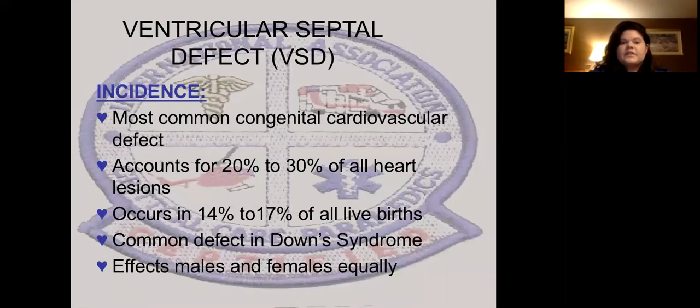And then we have the ventricular septal defect, which is the most common, and this one you could potentially see as far as our pediatric transports. It's definitely the most common. It's about 20 to 30% of all heart lesions, and it's one of the most common with Down syndrome. It affects males and females equally.